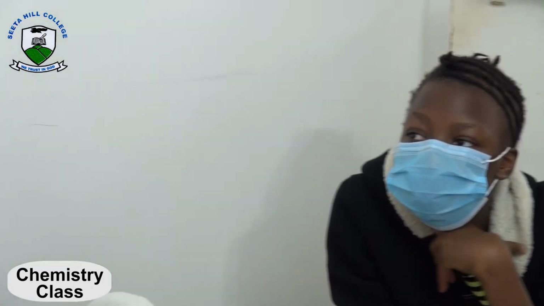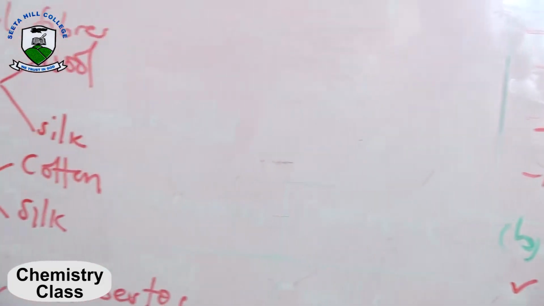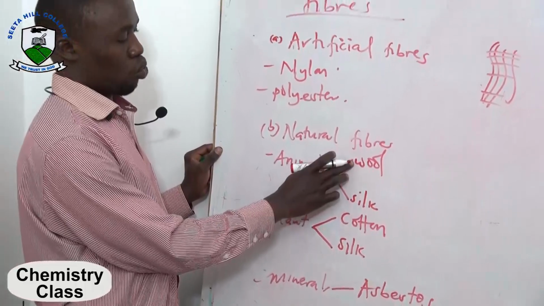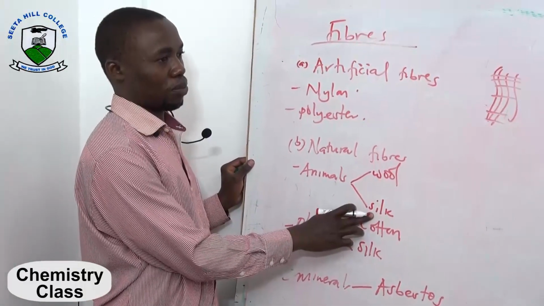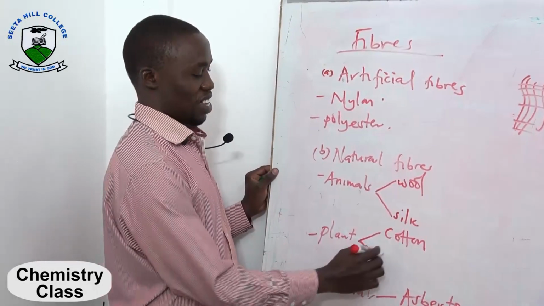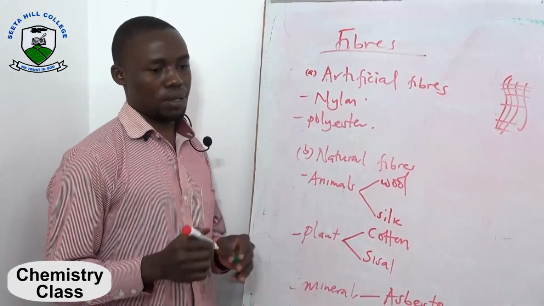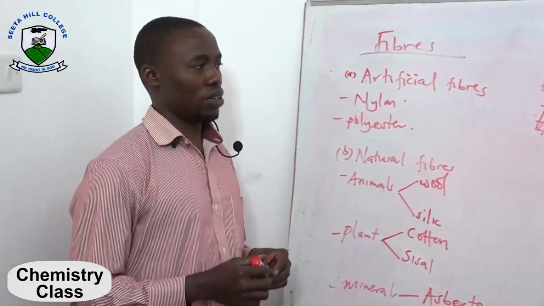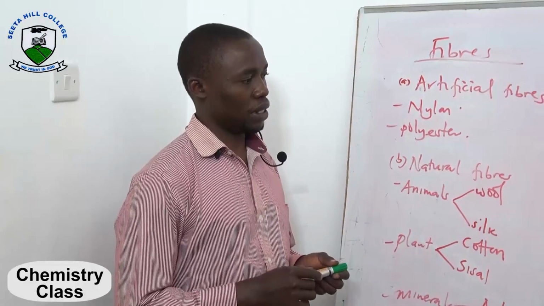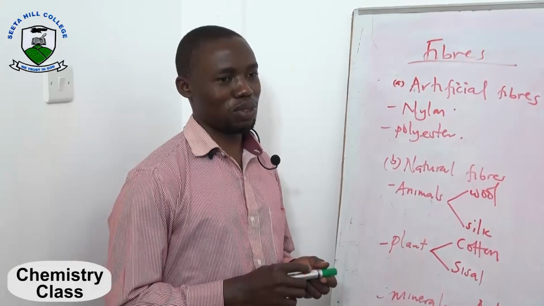Thank you very much, Patience, for being very clear. Now, that means animals will give us wool and silk. Clear? Then plants will give us cotton and sisal, etc. Clear? Now that's the end of our discussion of using materials. Thank you for being a very good class that is very informed.